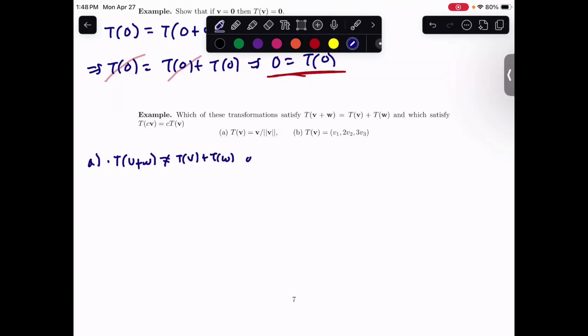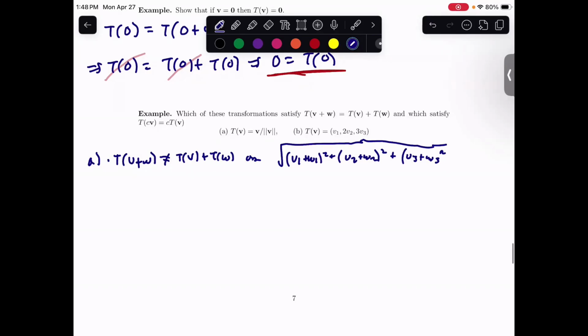And the reasoning behind this is that there's no reason to think that if you have the square root of something like V1 plus W1 squared plus V2 plus W2 squared plus V3 plus W3 squared, there's no reason to expect that it's going to be equal to the following. It would have to be equal to something like this. So we're really investigating the denominator, this magnitude of V.